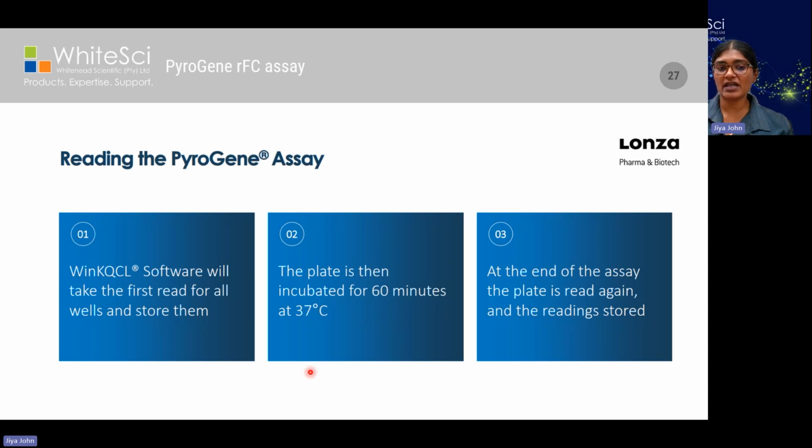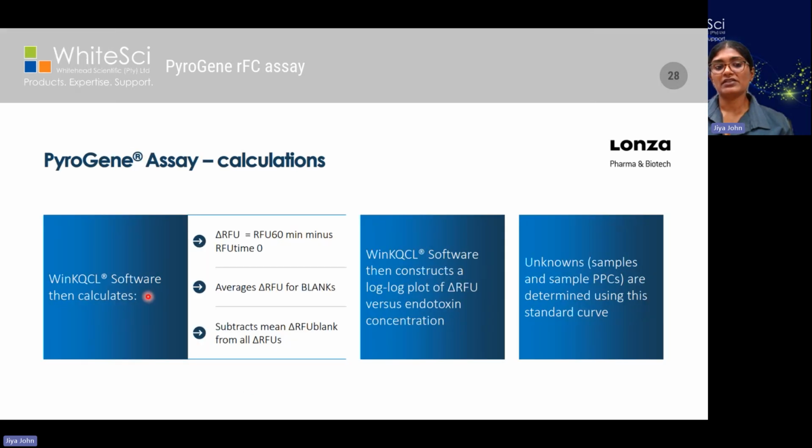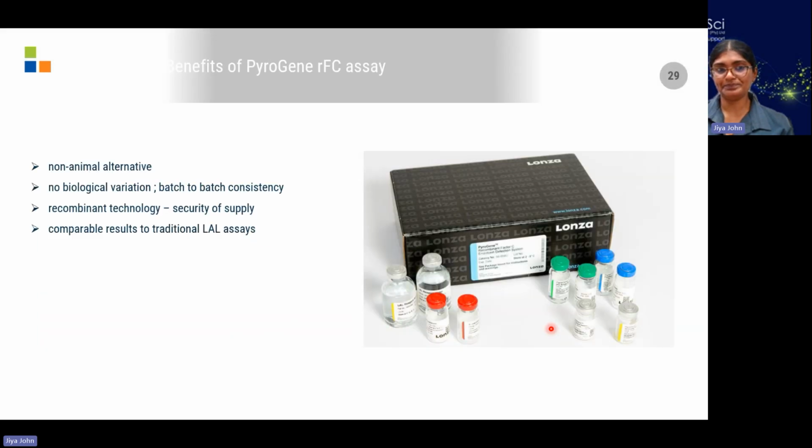First reading would be at time 0, and then the second reading would be at 60 minutes at 37 degrees. And the software would then calculate the difference between the 60-minute reading and the 0 time interval. And it also plots the standard curve for you and provides you information on the concentration of your unknown samples.